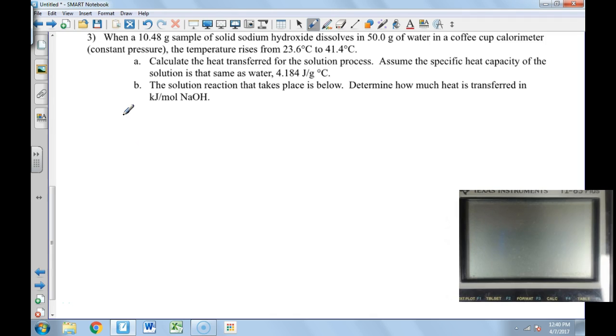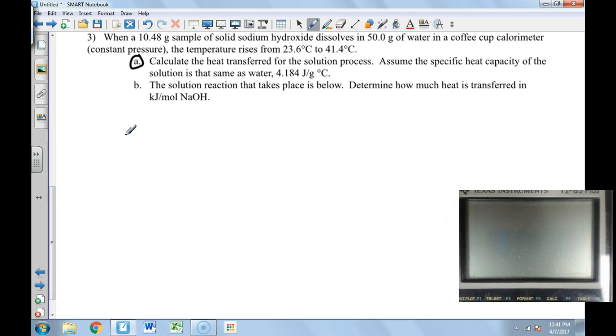Everybody, I wanted to go over the answer to the short answer questions from exam 3. Exam 3 had to do with thermodynamics and equilibrium, or not equilibrium, electrochemistry. And this particular problem had to do with coffee cup calorimetry. So, in part A, the question asks us to calculate the heat transferred when you have this.